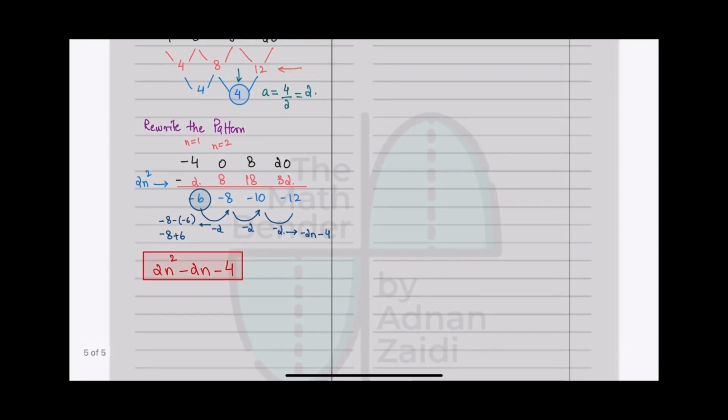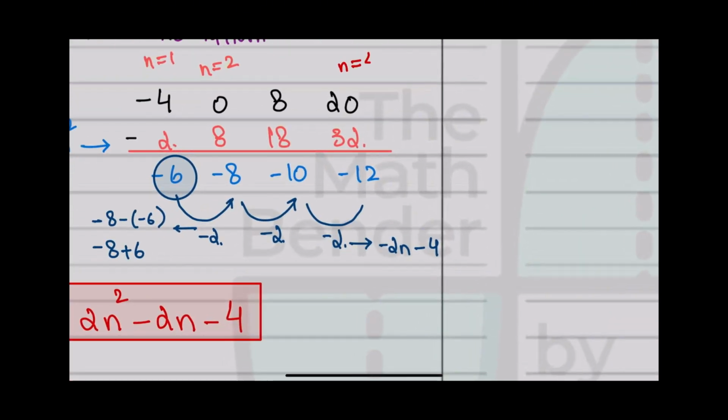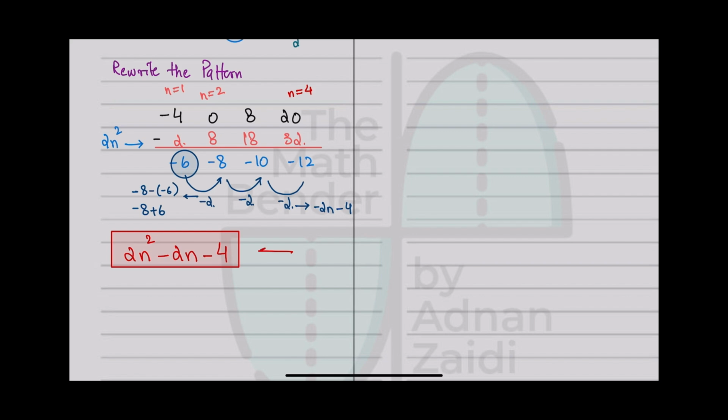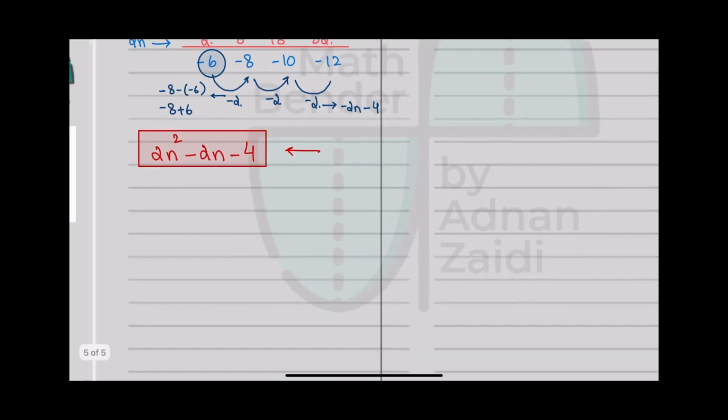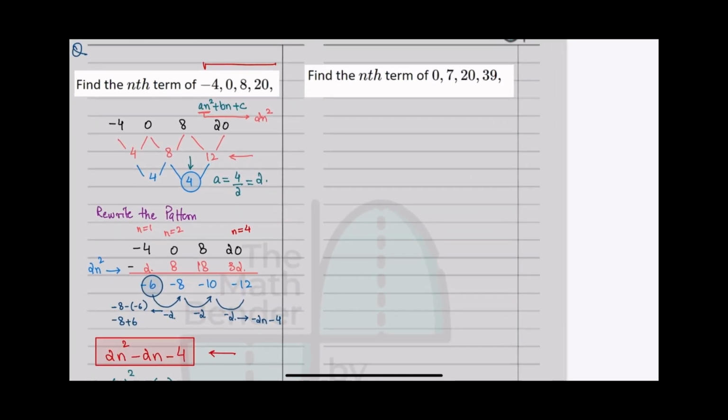Now, if you want to test the pattern that you already have, you can check n equals 4 here. If in this formula I place n as 4, I should be getting 20. Let's place it down. 4 squared is 16, so 2 times 16 minus 2 times 4 minus 4, which is going to give you 32 minus 8 minus 4, which is 20. That's proven.